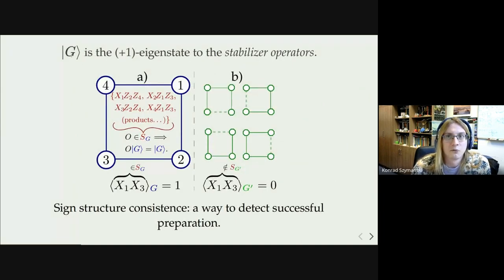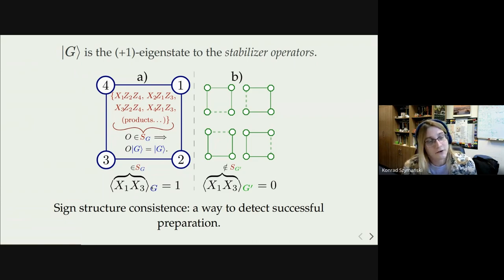there exists a stabilizer group of sorts, so that you have an X operator at some qubit and Z operators at its neighbors. And the graph state is a plus one eigenstate of all of these operators and all of these products. So for instance, you have X1, Z2, Z4. So this would be X, this would be Z, this would be Z. It's just a Pauli string. But you also get X3, Z2, Z4. And if you multiply them, you get just an operator X1, X3.